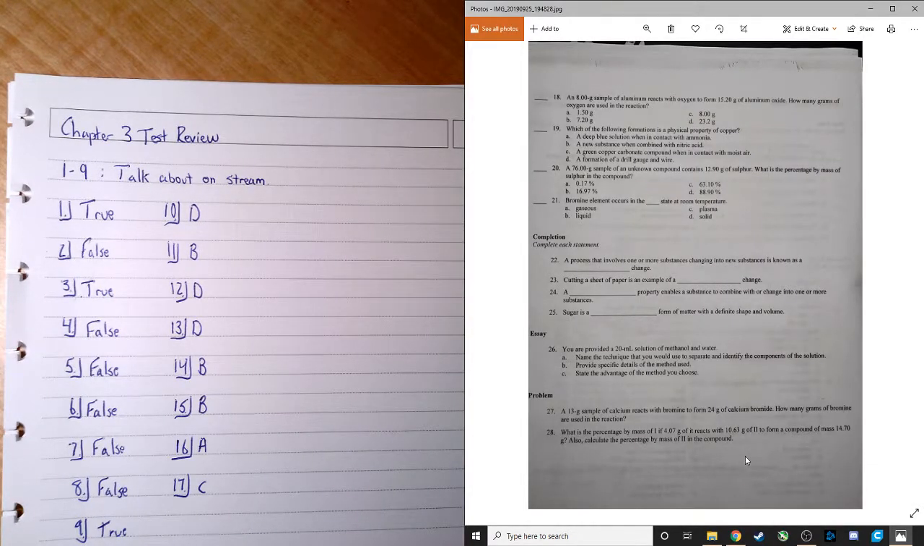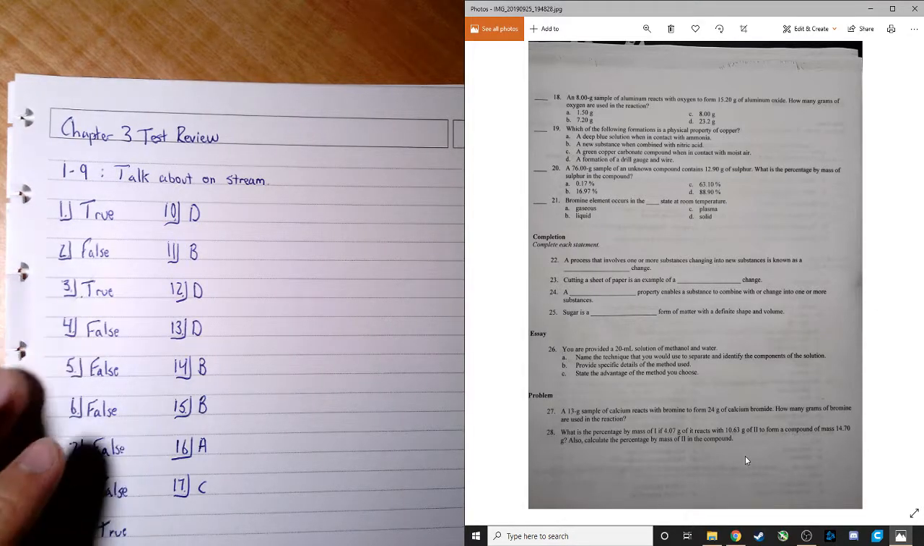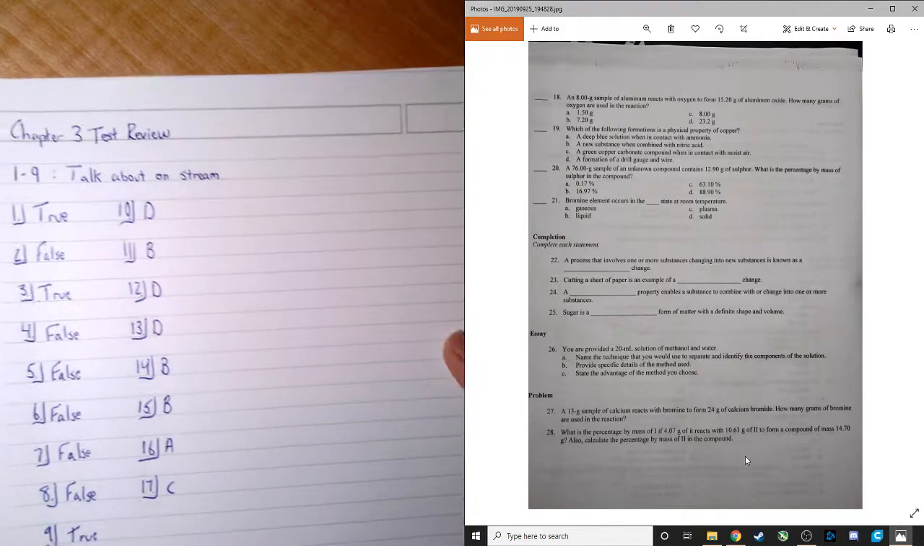All right, so here we are. Switch to the second page. Here we finally have a little bit of math. You have an 8-gram sample of aluminum that reacts with oxygen to form 15.2 grams of aluminum oxide. We'll actually write this out, so give me a second.